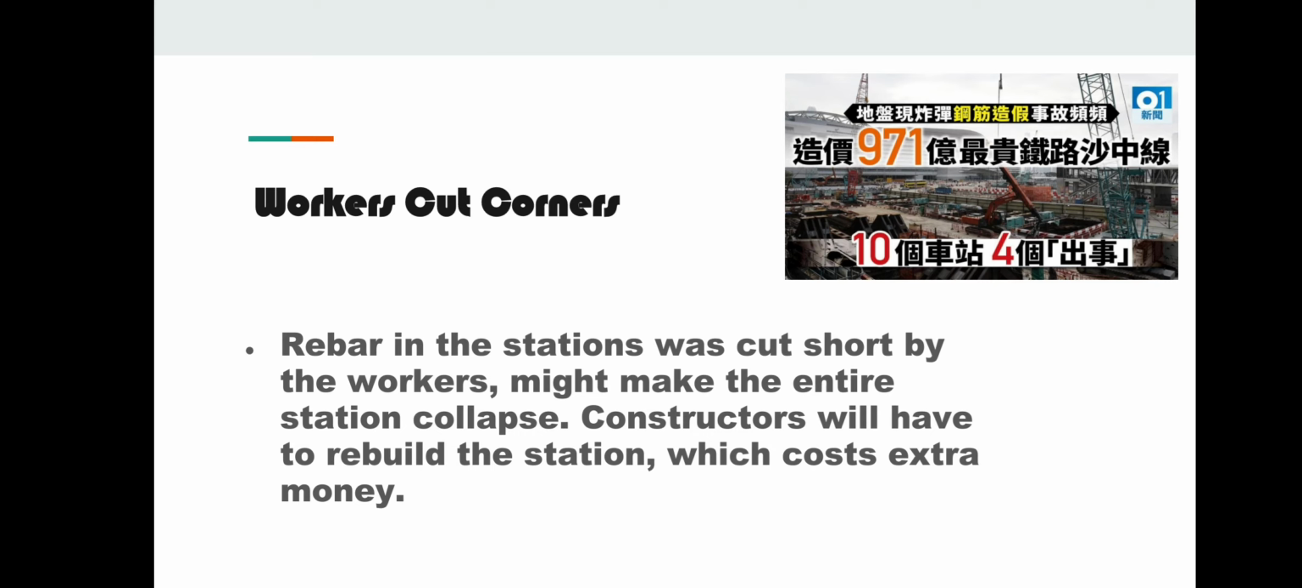About the second problem, the workers cut corners during the construction. Rebar in the stations was cut short by the workers, which might make the entire station collapse. Constructors will have to rebuild the station, which costs extra money.